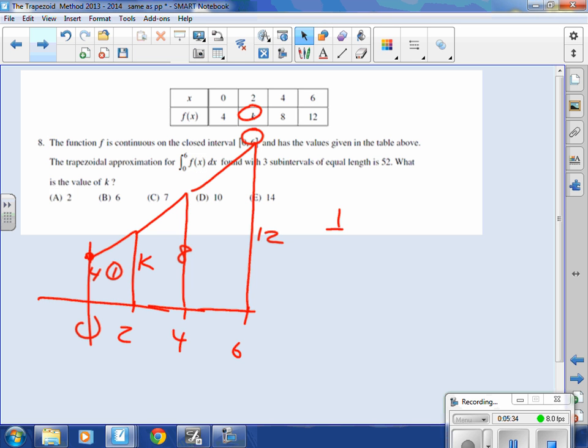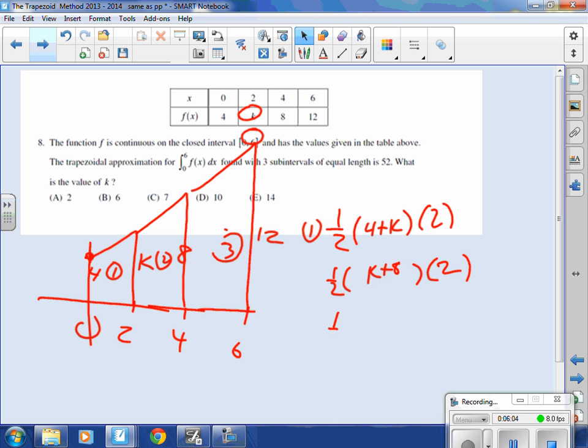So let's look at the first trapezoid. The area of the first trapezoid is going to be 1/2. How long are the bases? 4 plus k, and what's the height? 2. Trapezoid number 2: 1/2. How long are the bases? K plus 8, and the height is 2. And in the last one, trapezoid number 3, 1/2 of 8 plus 12, and the height is 2.